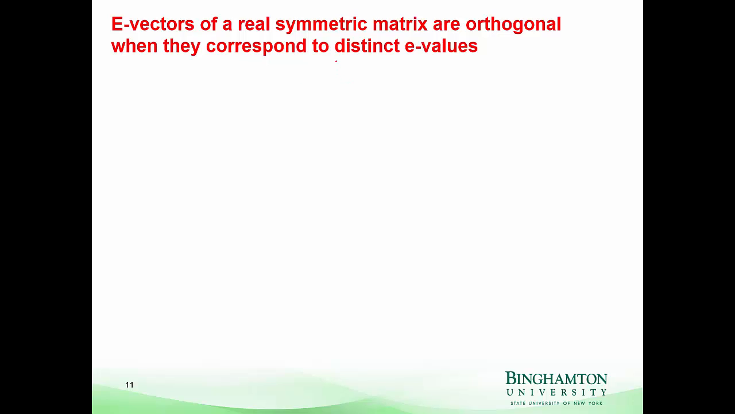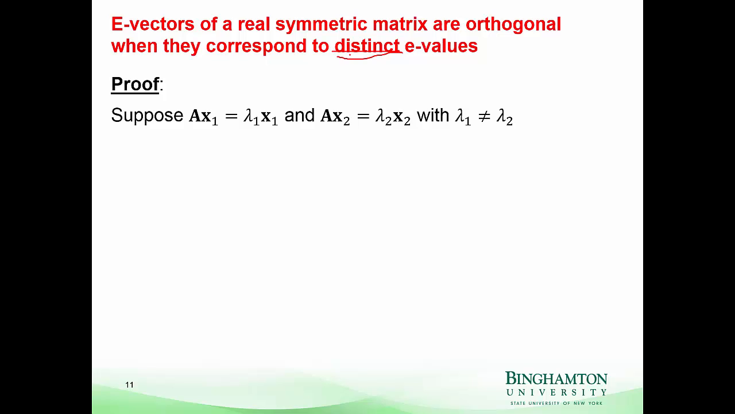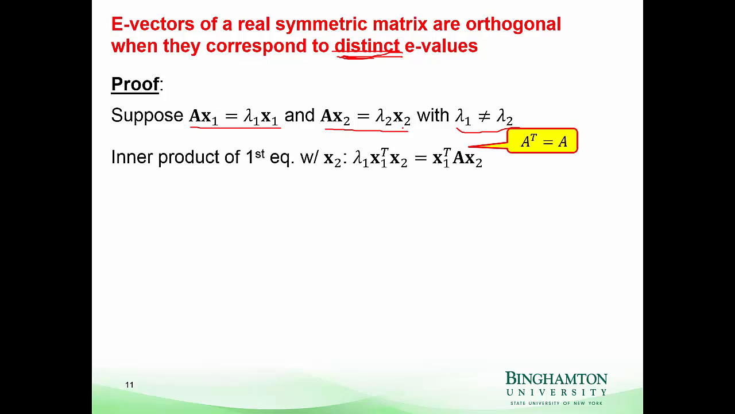But as I said, in step 2, we're going to do this only for distinct eigenvalues. So here's our proof. Let's pick two eigenvalues that are not equal to each other. That's the distinct part. And we know that this equation then holds, and this equation then holds, where x1 is the eigenvector corresponding to lambda 1, and x2 is the eigenvector corresponding to lambda 2, and lambda 1 and lambda 2 are not equal to each other.